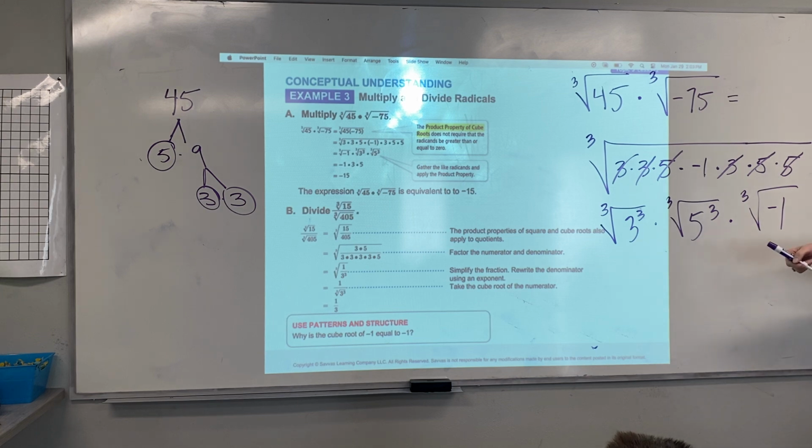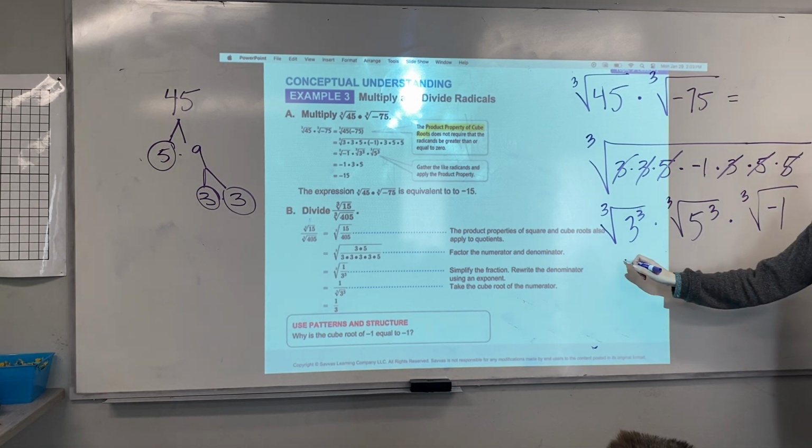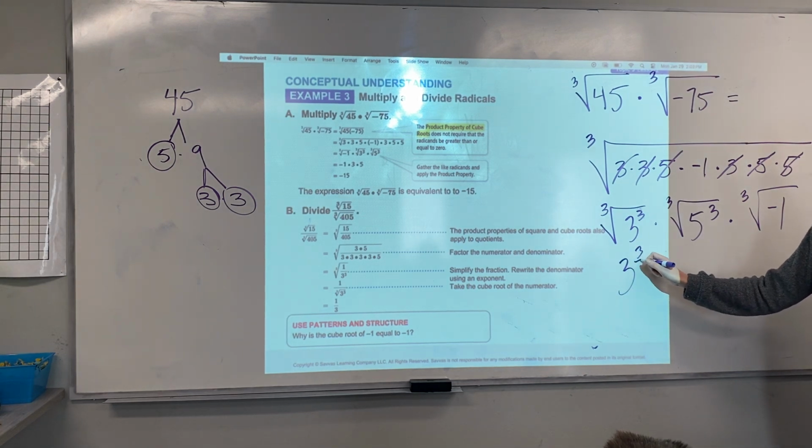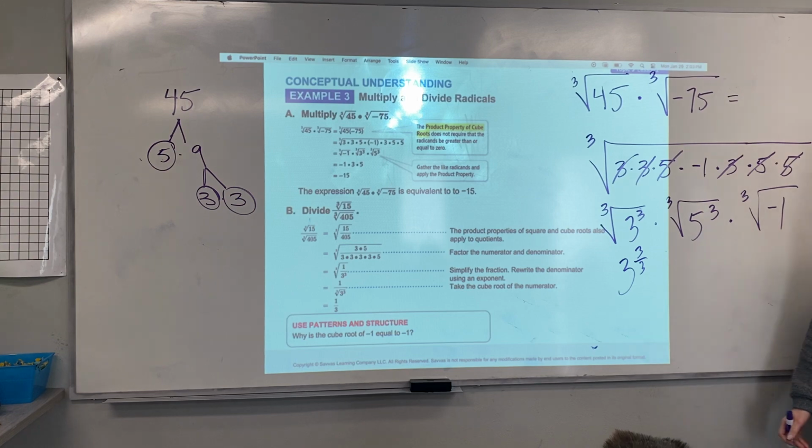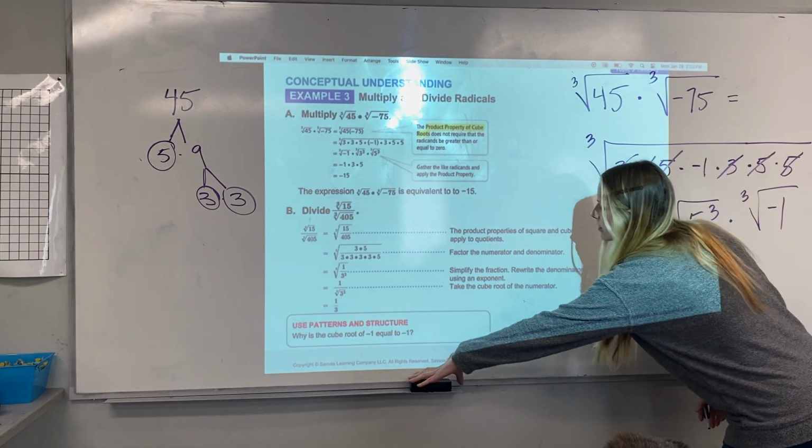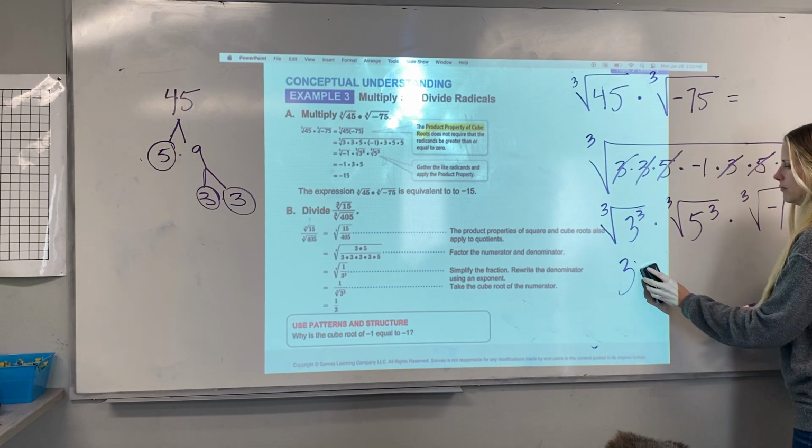What's the cubed root of 3 cubed? It's just 3, because the cube root breaks the 3 power, which cancels out to 1. 3 to the 1 power is 3. So it's all 3, 5, and.